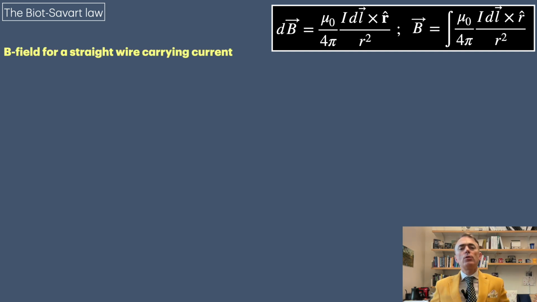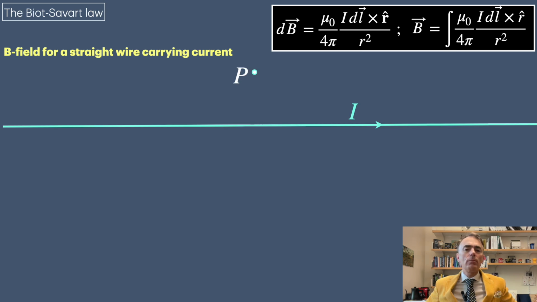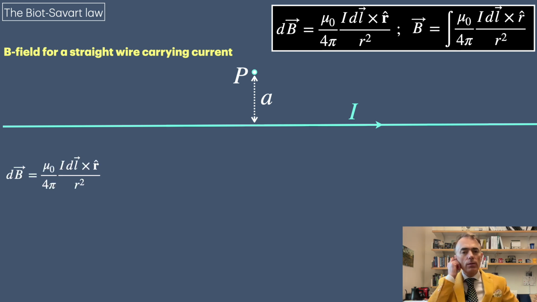Let us apply the Biot-Savart law to calculate the magnetic field at a point at distance a from a long straight wire carrying a current I. First, consider a segment of wire carrying current I. We want to calculate the magnetic field at point P located at a perpendicular distance a from the wire. Let the wire lie along the x-axis with P located at a distance a along the y-axis.